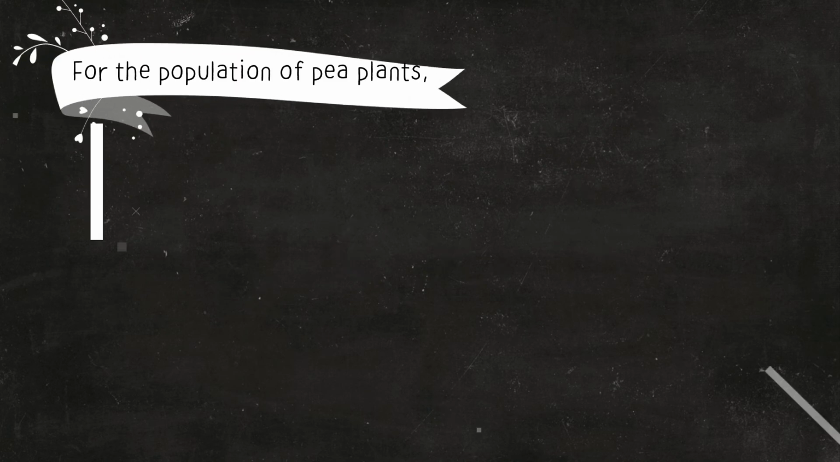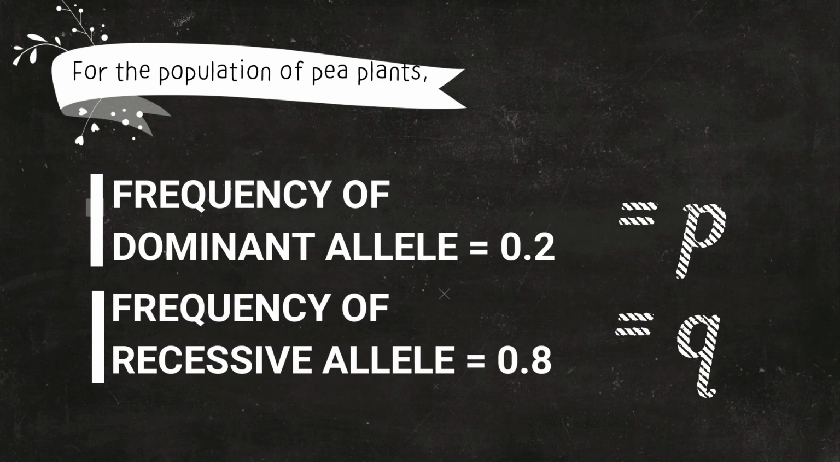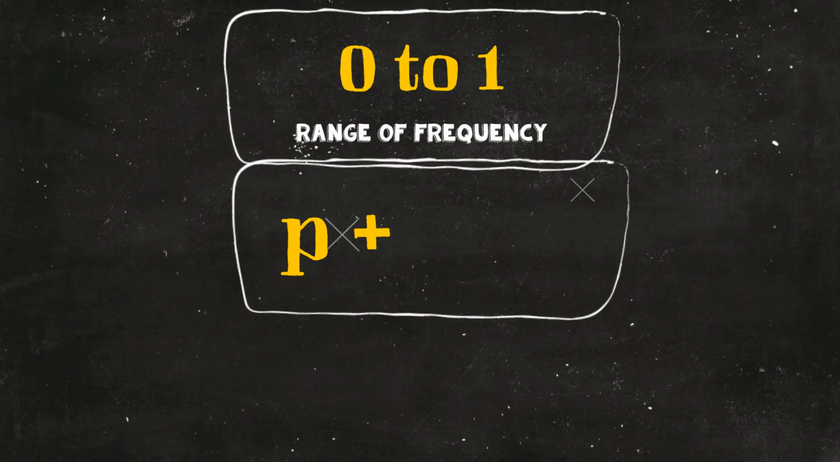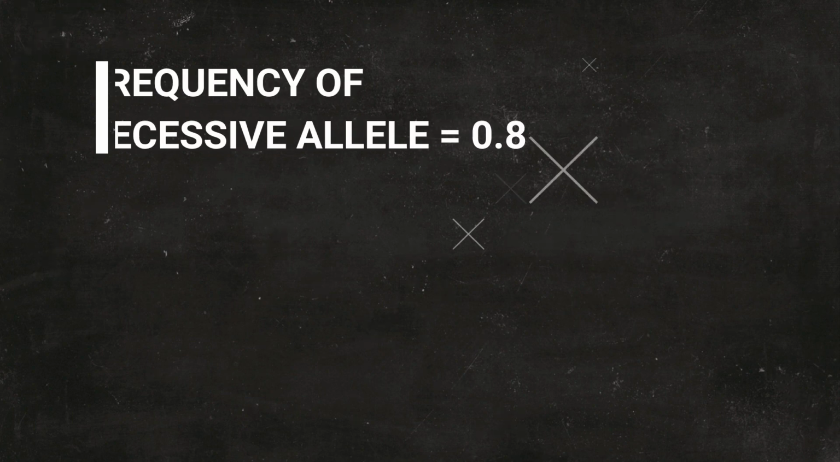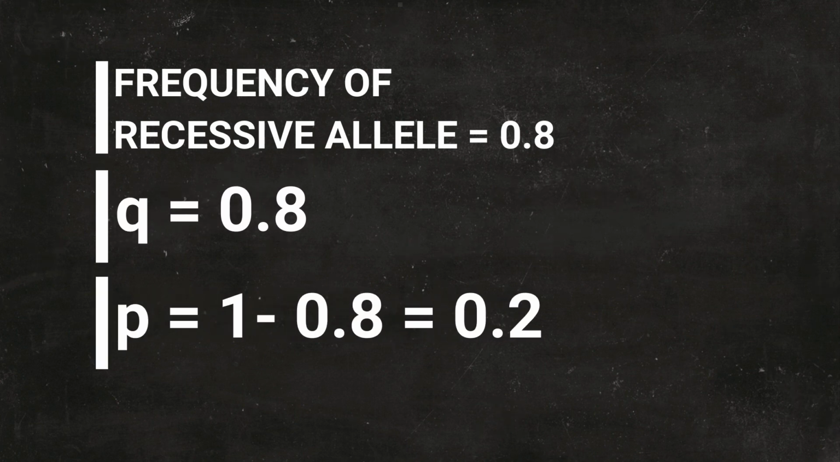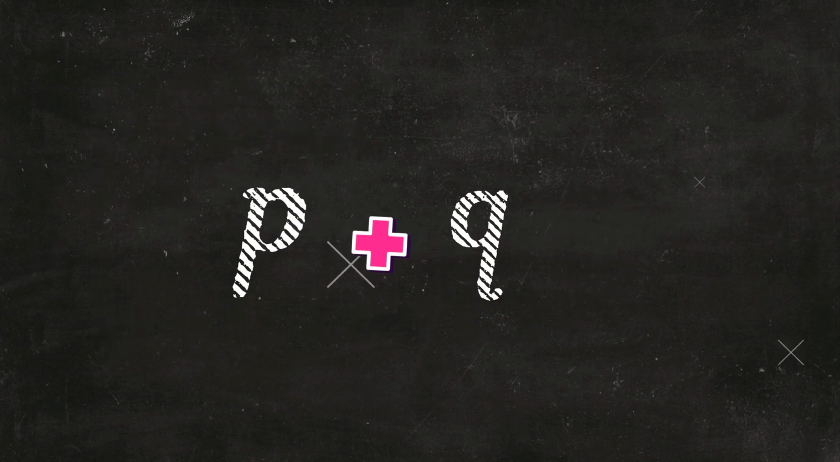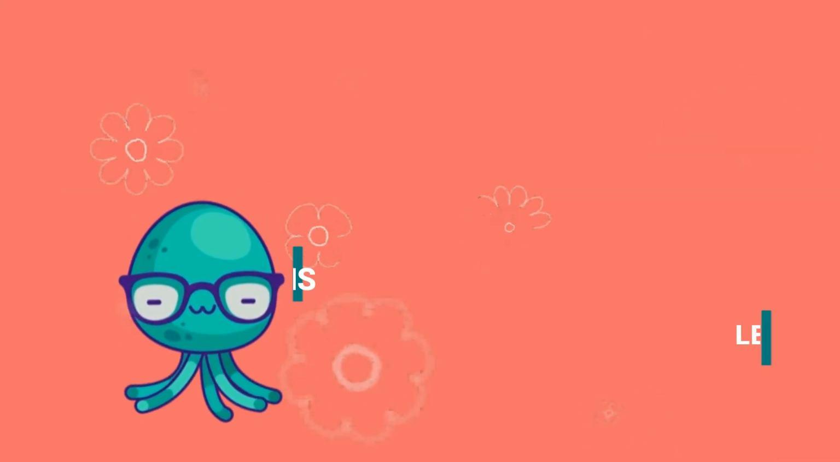The frequency of the dominant allele is usually denoted by the letter p, while the frequency of the recessive allele is denoted by q. Frequency only ranges from 0 to 1. Therefore, if you know p, you can calculate q. For instance, from the population of pea plants, the frequency of the small y allele is 0.8. Therefore, you can calculate p by deducting 0.8 from 1, which will give you 0.2. What if the addition of the values of p and q does not equal 1? Well, that shows that there is something going on in that population. In the next module, you will learn about a mathematical model that is used to determine whether a population is at equilibrium or not.